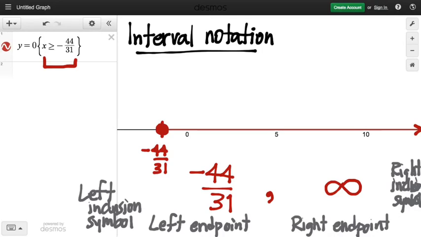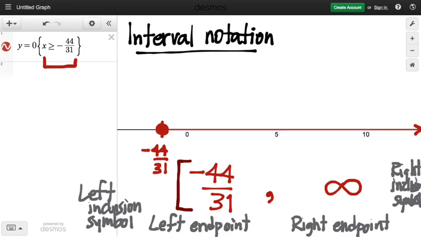Okay, so we've identified the left endpoint, we've identified the right endpoint. Now we need to add to this notation that tells us whether those endpoints are actually part of the solution or not. Is negative 44 over 31 actually a part of this set? Yes, we know that because it's greater than or equal to, right? X is greater than or equal to negative 44 over 31. So we decided to include this point and put a solid dot in it. And so for our inclusion symbol on the left-hand side, we want to choose a symbol that indicates that number is included. And so for that, we choose a square bracket.